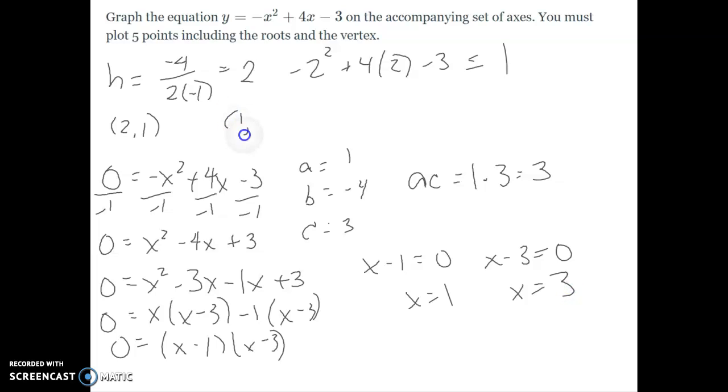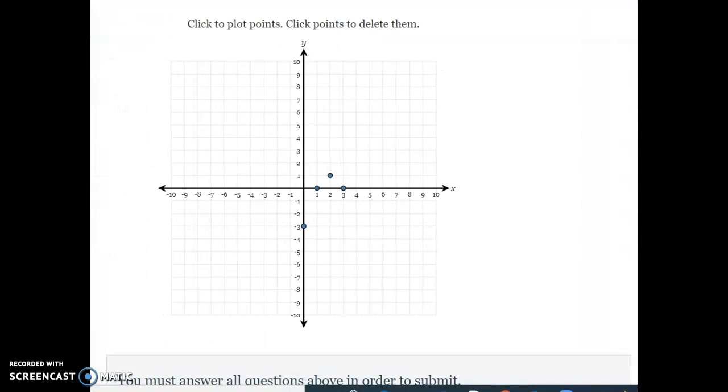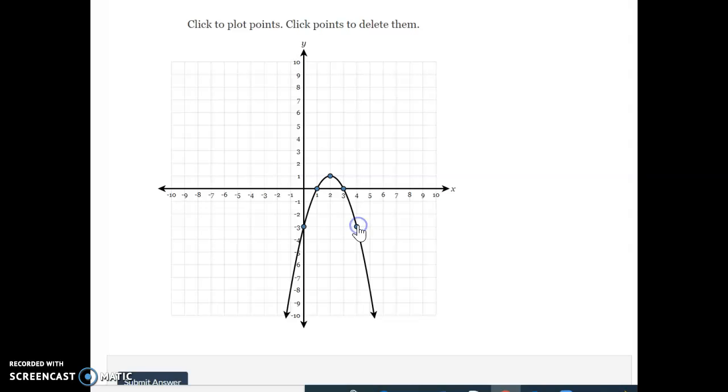All right, I know the y value of both of those is 0 because that's how I set it up. And now I'm going to put 0 in for my x's, and I'm going to find the y-intercept of (0, -3). Okay, let's look at that on Delta Math. I've already got those points for us, but it asked me for 5. So I'm going to use symmetry to find the 5th one that's over here, and then I'm ready to submit my answer. You can just use symmetry to find that 5th point.